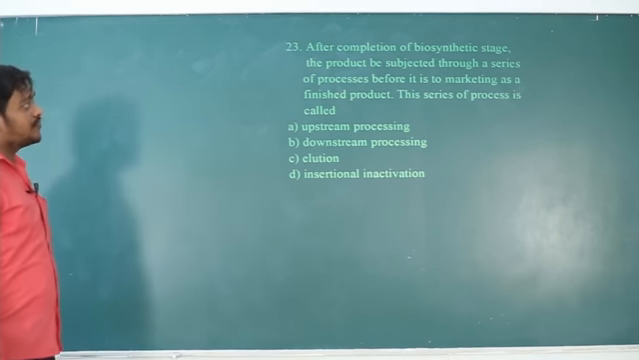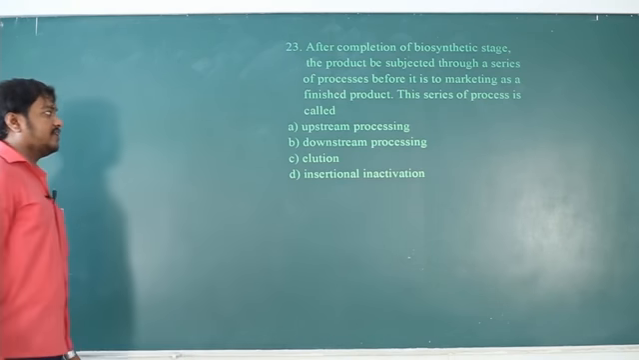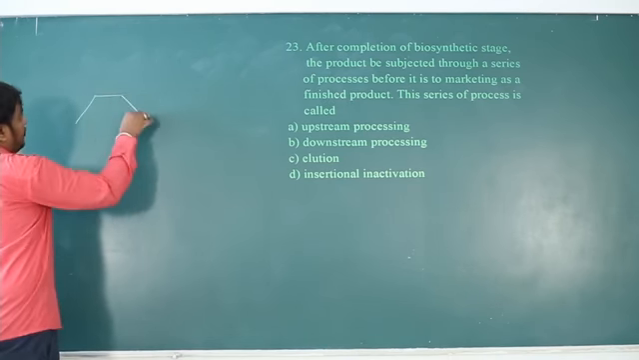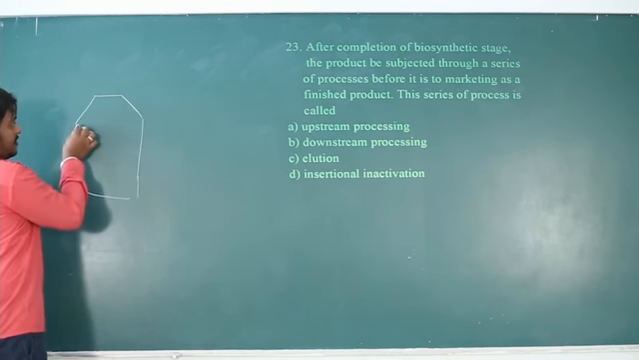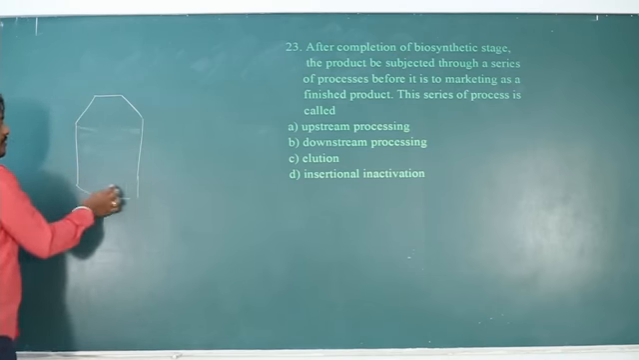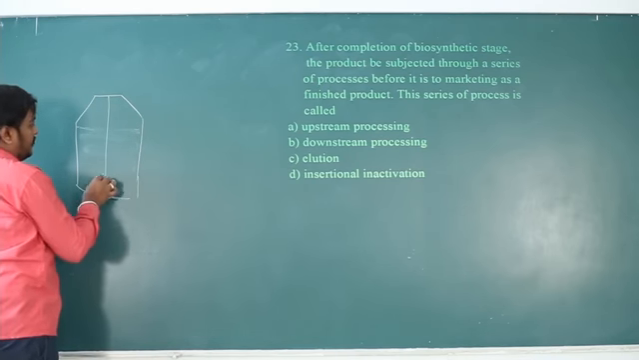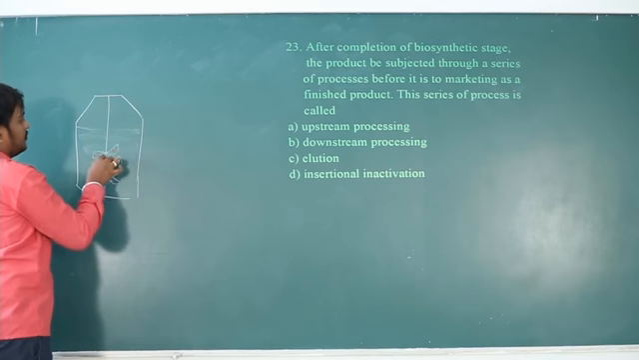This series of processes is called upstream, downstream, elution, insertion, inactivation. So in a bioreactor, after selecting the transformants, of course by using a selectable marker we are going to select them. Suppose this is a bioreactor, a single stirred bioreactor.